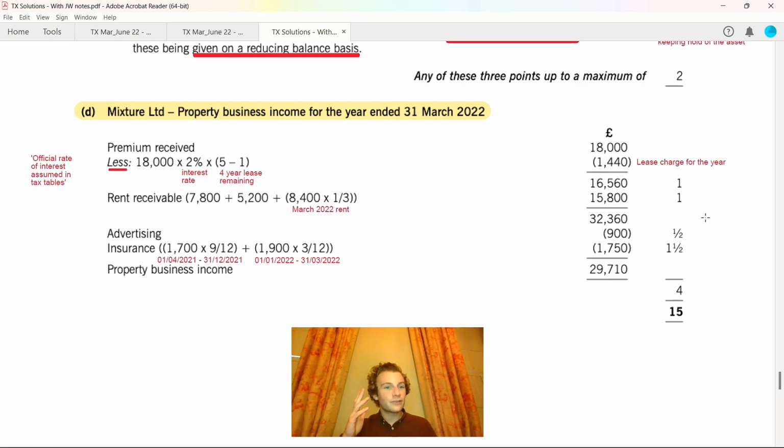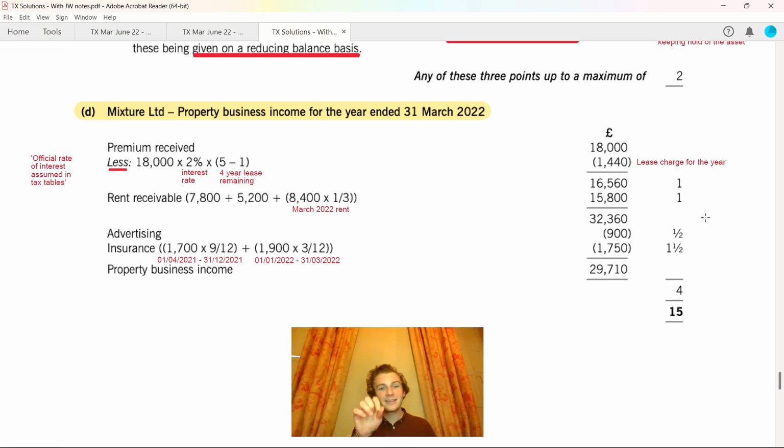multiplying it by the actual interest rate, and the 2% for this one is the official interest rate, and this is what we have in the tax tables. So this isn't the interest rate that you can sometimes have for outstanding tax liabilities as well, so just be careful to note it down which one will apply, but at least you know where to find it. And that of course is then based on the actual amount that we had for the premium received for the 18,000 on there. Then we say, right, what rent did we have on there receivable?